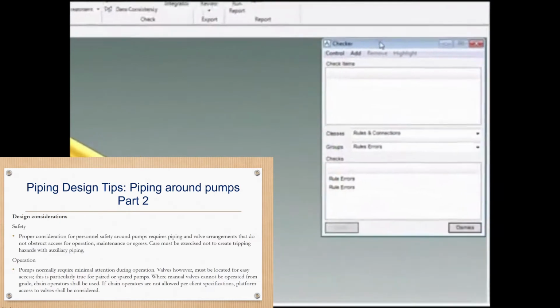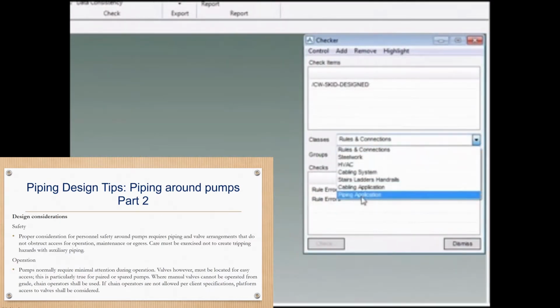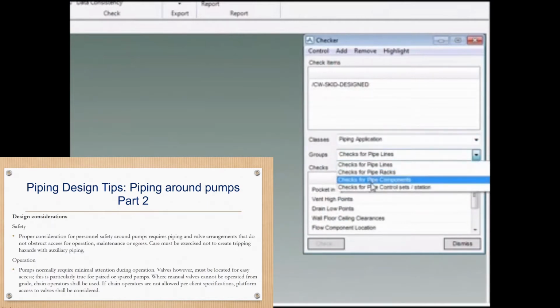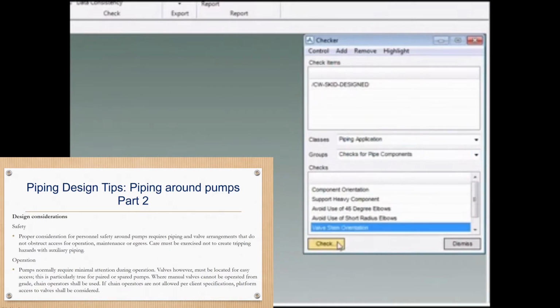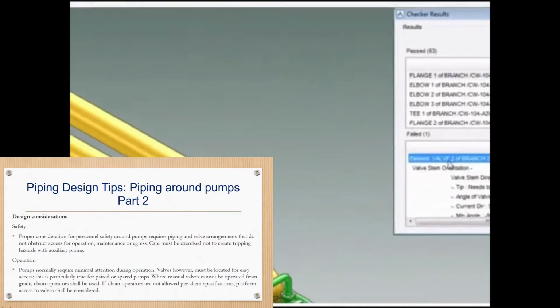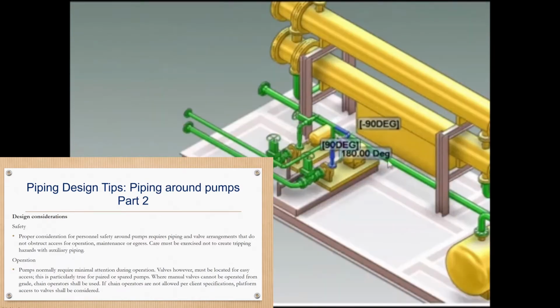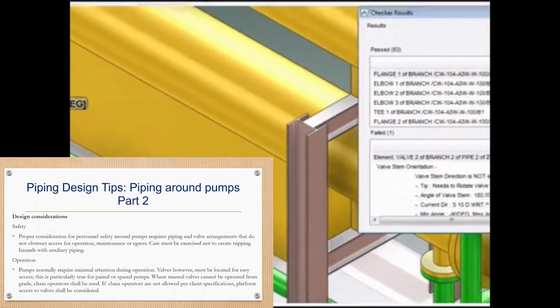Operation. Pumps normally require minimal attention during operation. Valves, however, must be located for easy access. This is particularly true for paired or spared pumps, where manual valves cannot be operated from the grade. Chain operators shall be used. If chain operators are allowed per client specification, platform access to the valve is to be provided or considered.